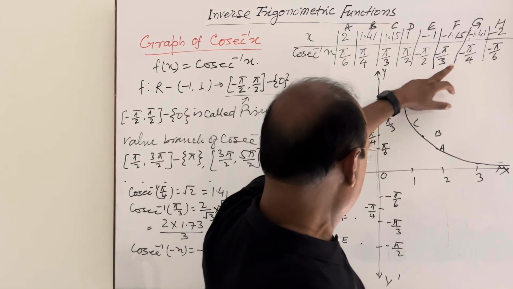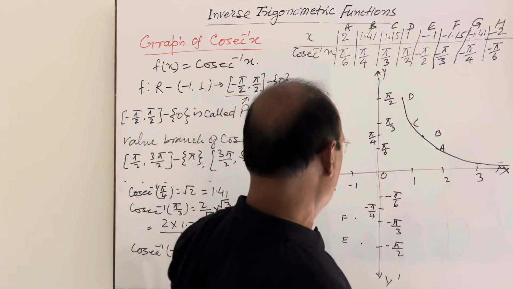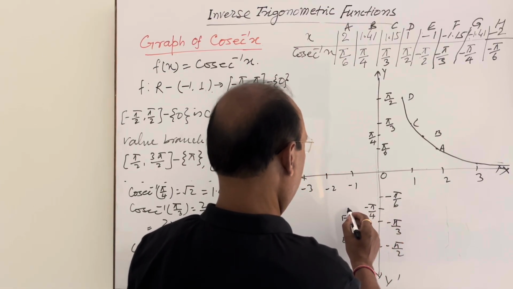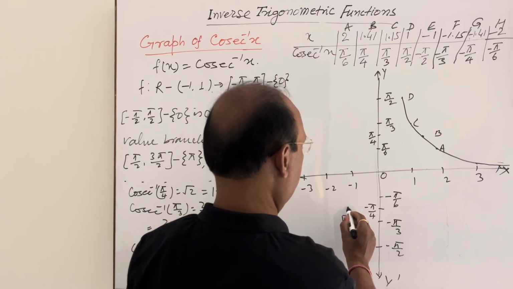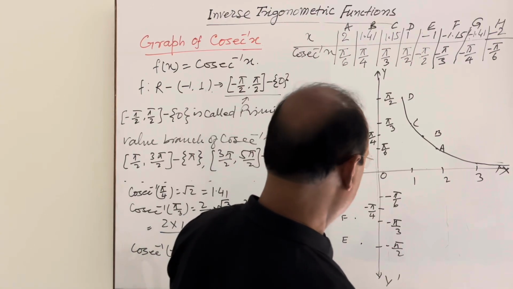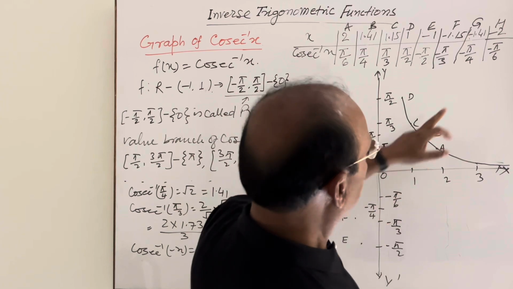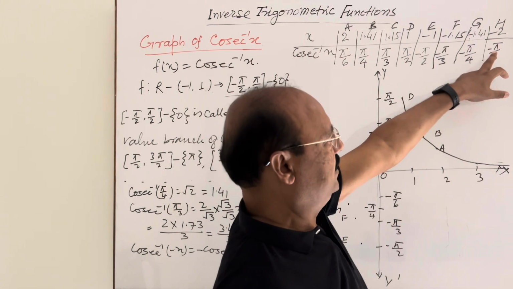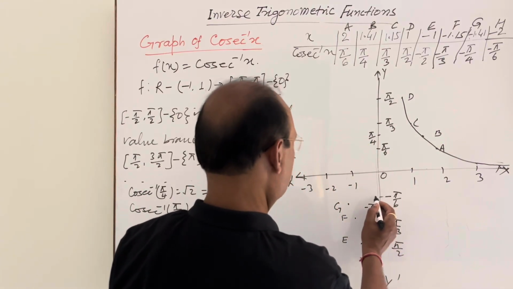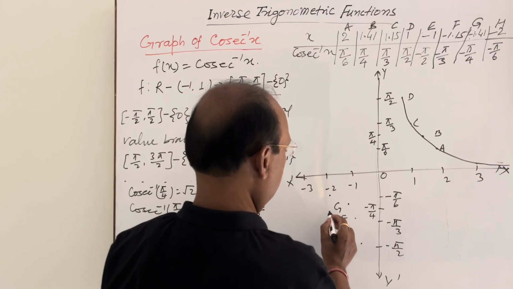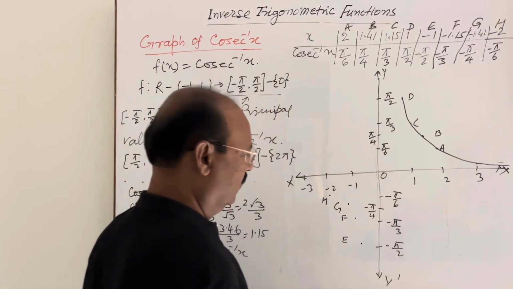Now minus pi by 4 and minus 1.41. Minus pi by 4 is here, and 1.41 approximately we can take here. This is point G, and point H: the value of x is minus 2, and the value of y is minus pi by 6. So minus pi by 6 is there, and the value of the x coordinate is minus 2. So this is point H, correct?